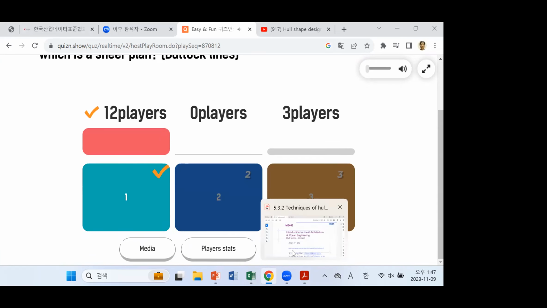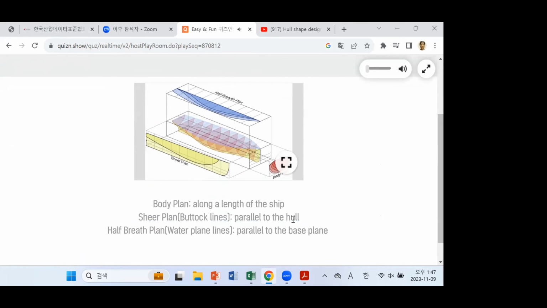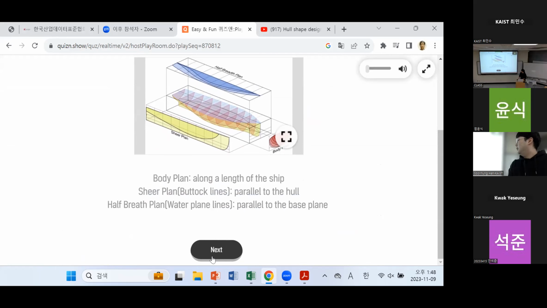This side is the part plan, the contour along the length of the ship. And this yellow side is the short plan, the bottom lines, the contour parallel to the hull. And last, the top view is the hard glass plan or water plan, the line and contour parallel to the back plane.